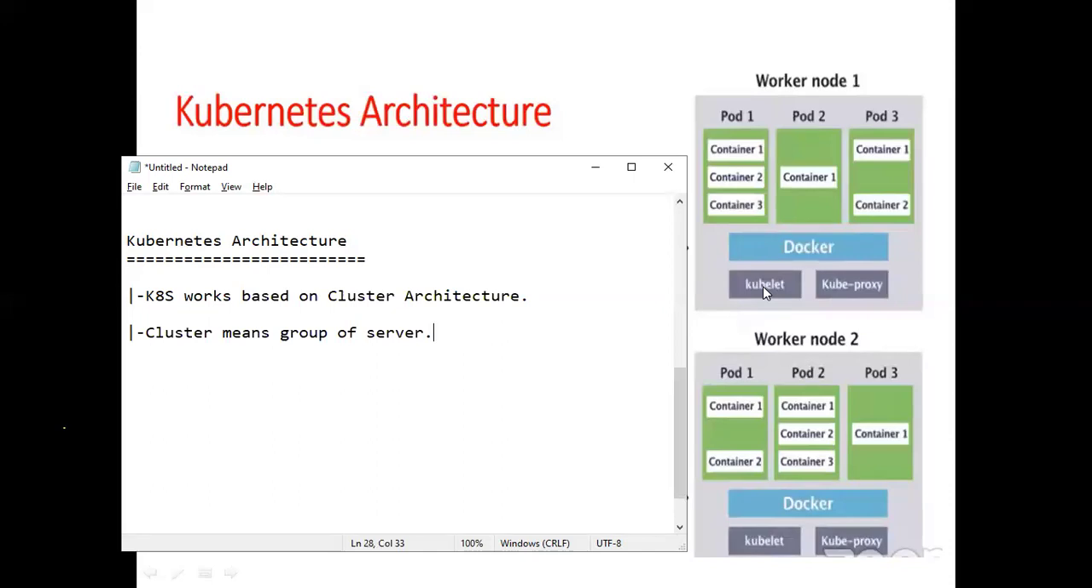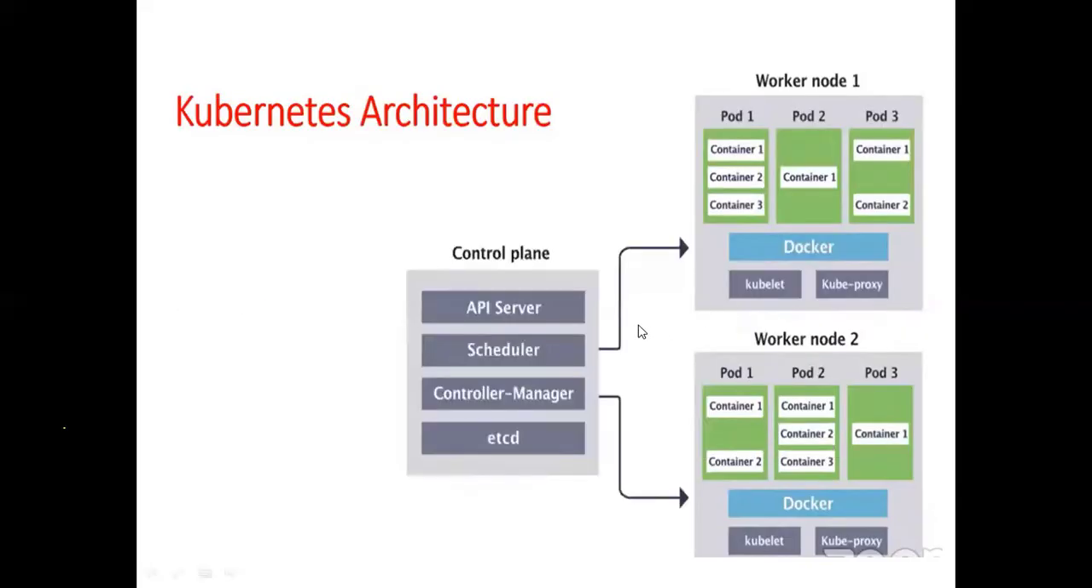So cluster means a group of computers. Here we are going to set up Kubernetes. So Kubernetes architecture is nothing but a group of servers. Let's understand Kubernetes architecture. In this architecture, you can see there are two main nodes: several servers are worker nodes and one is the master node.